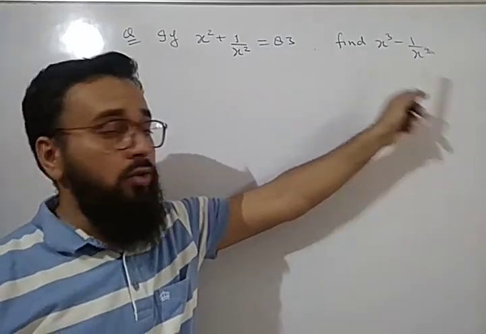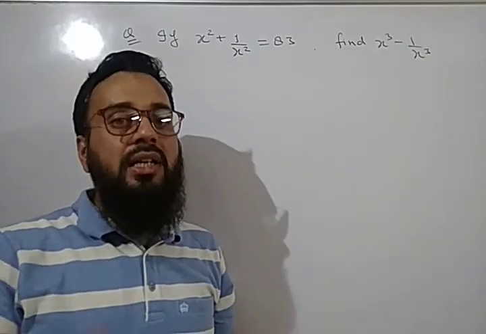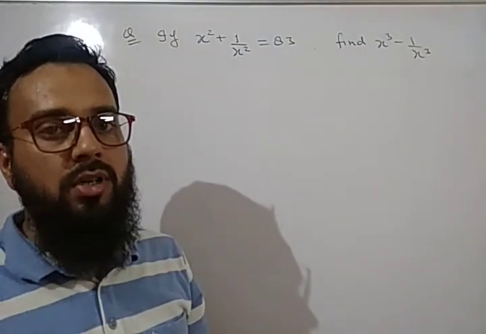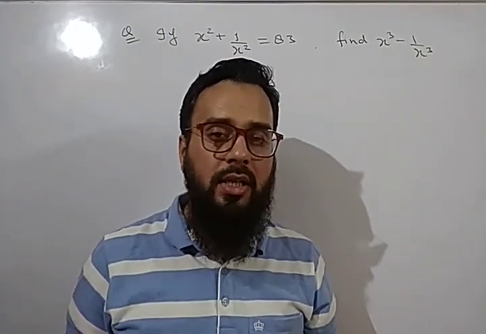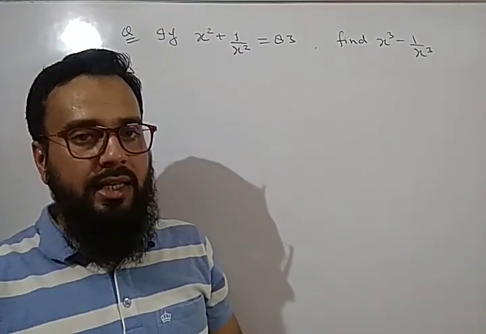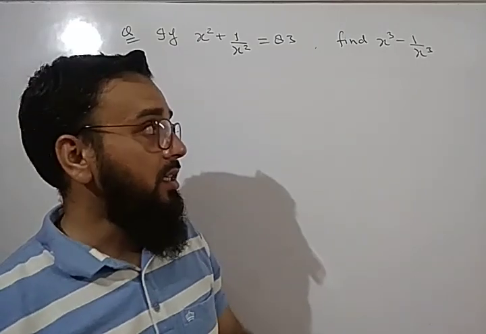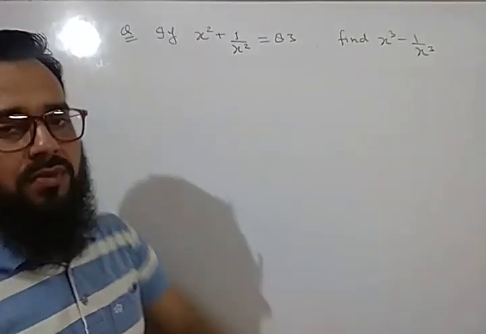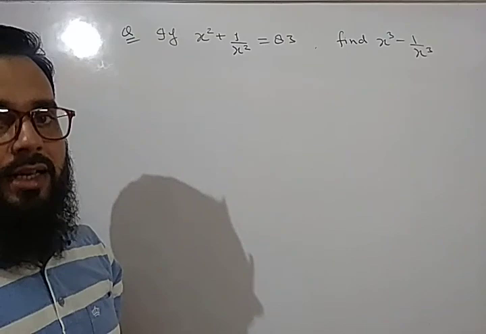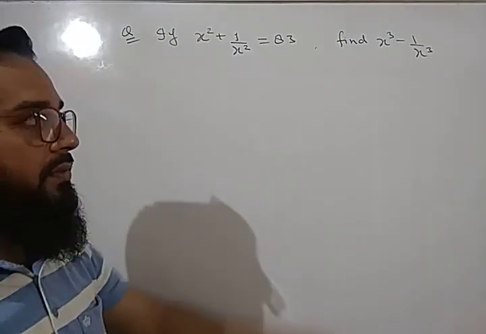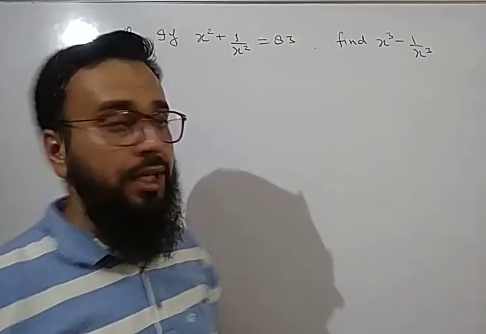So a cube minus b cube will come when we have (a minus b) whole cube, because the identity of (a minus b) whole cube is a cube minus b cube minus 3ab(a minus b). It means we have to find now x minus 1/x. Then only we can cube that term and we will get this term. Okay, so let us start.